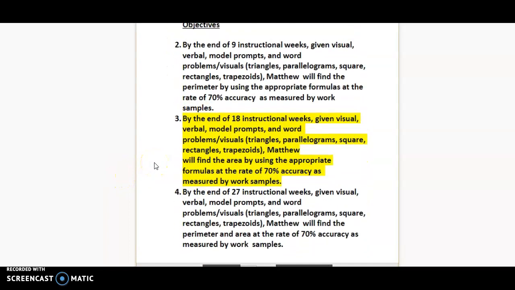By the end of 18 instructional weeks, given visual, verbal, model prompts, and word problems, with visuals of triangles, parallelograms, squares, rectangles, and trapezoids, Matthew will find the area by using the appropriate formulas at the rate of 70% accuracy as measured by work samples.